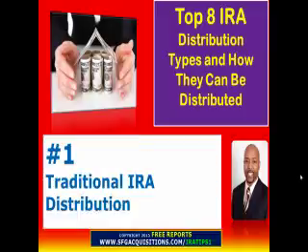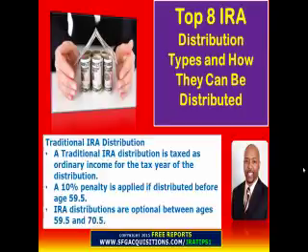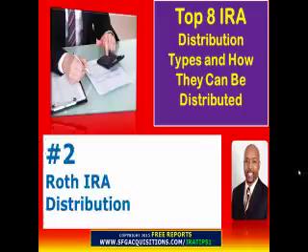Number 1, Traditional IRA Distribution. A traditional IRA distribution is taxed as ordinary income for the tax year of the distribution. A 10% penalty is applied if distributed before age 59 and a half. IRA distributions are optional between ages 59 and a half and 70 and a half.